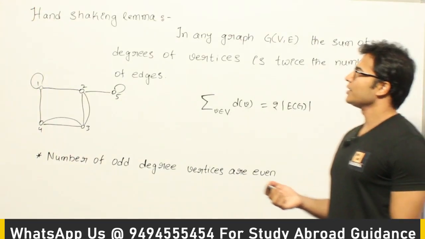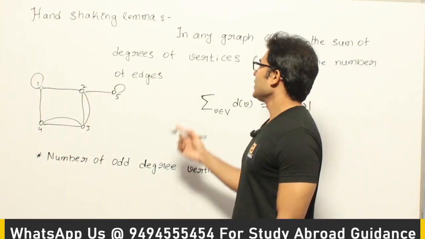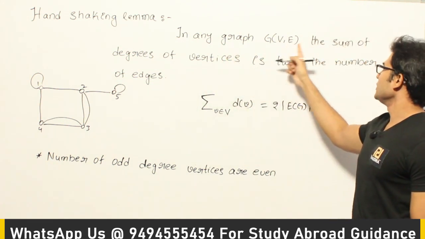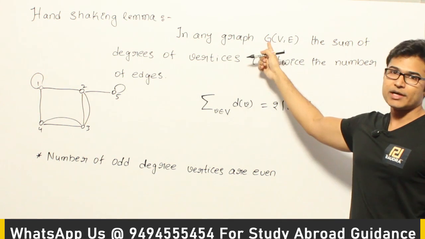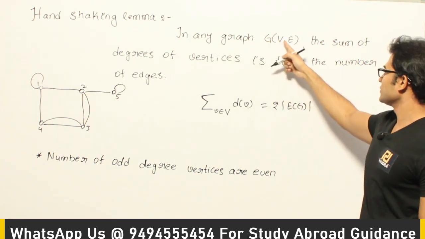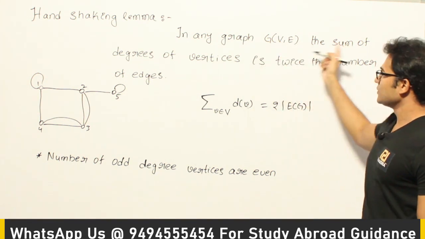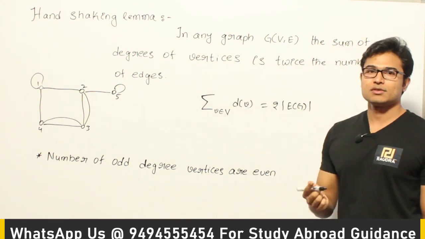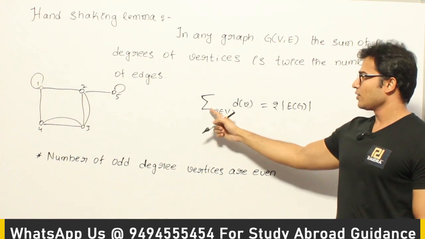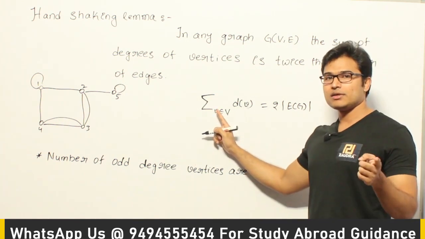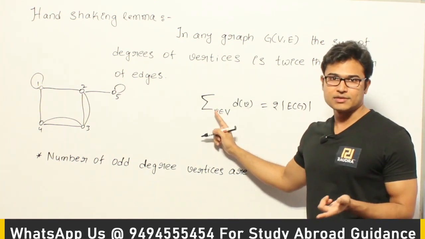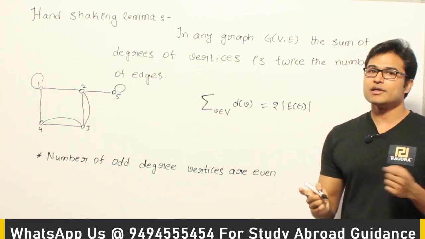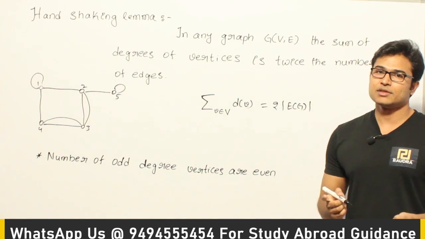Now let's look at this lemma. It is called the handshaking lemma. It says that in any graph G(V, E), which means a graph G with V vertices and E edges, these being the vertex set and edge set, the sum of the degrees of the vertices is twice the number of edges. If you add up all the degrees of the vertices, that sum is going to be equal to twice the number of edges in the graph.